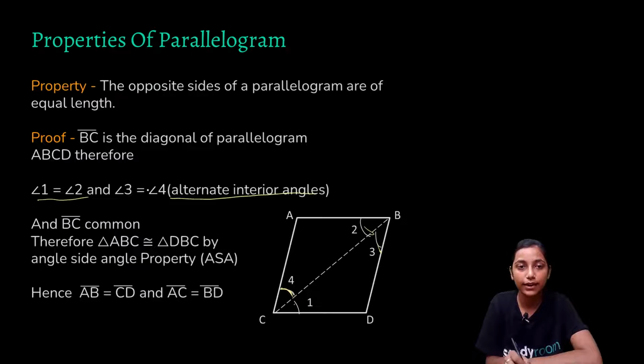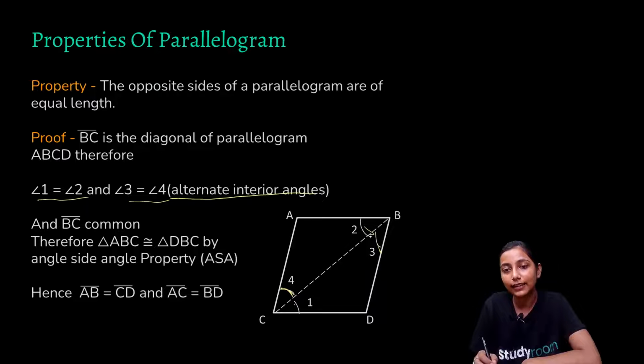Angle 1 is equal to angle 2 and angle 3 is equal to angle 4. And BC is common, right? BC is common in both these triangles. In triangle ABC and in triangle BCD, BC is common. And these angles are equal to these angles. Angle 1 is equal to angle 2 and angle 3 is equal to angle 4.